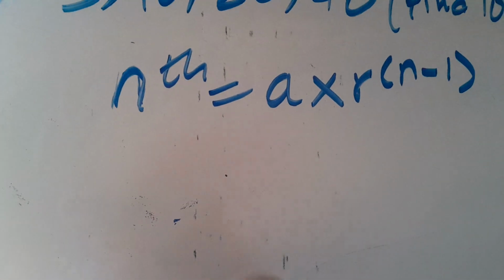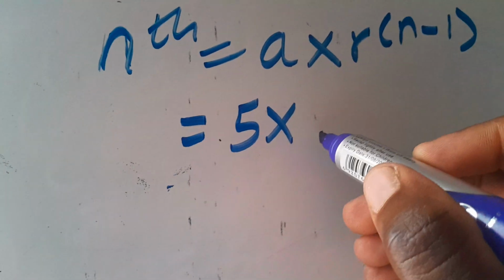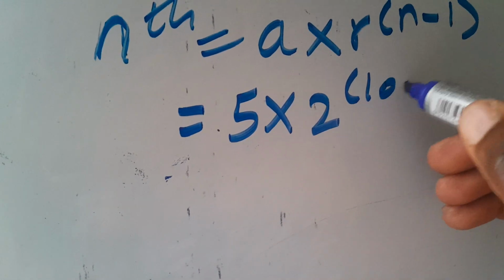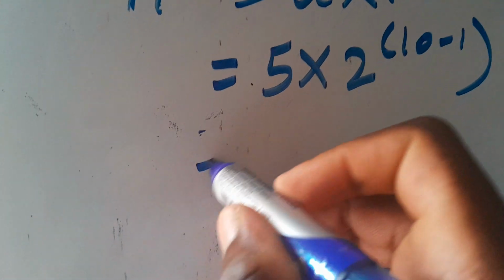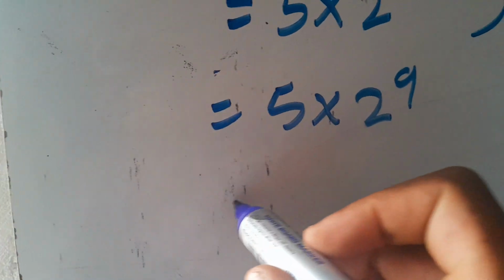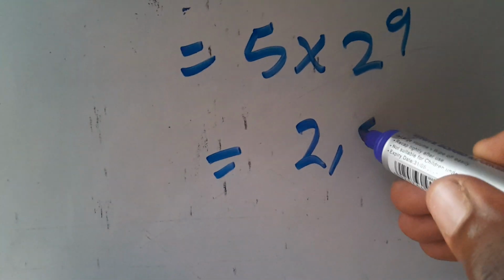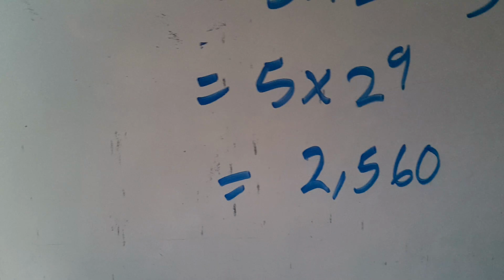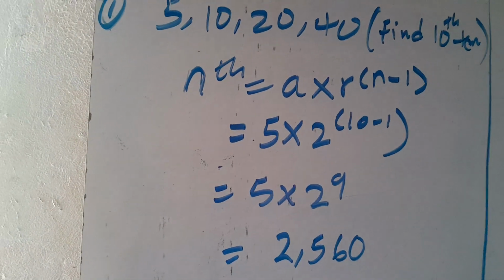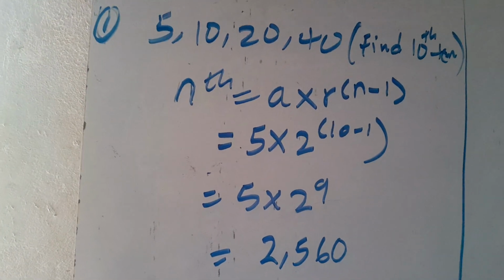Let's have a look at our case. We will have the first term is 5 times the ratio. The ratio is 2 raised to power n. N is 10 minus 1. We will have 5 times 2 raised to power 9. This will give us a value of 2560. This is the value of our 10th term in the series 5, 10, 20, and 40.